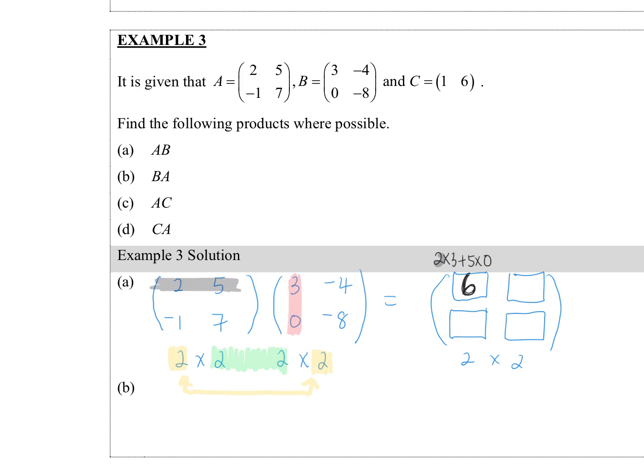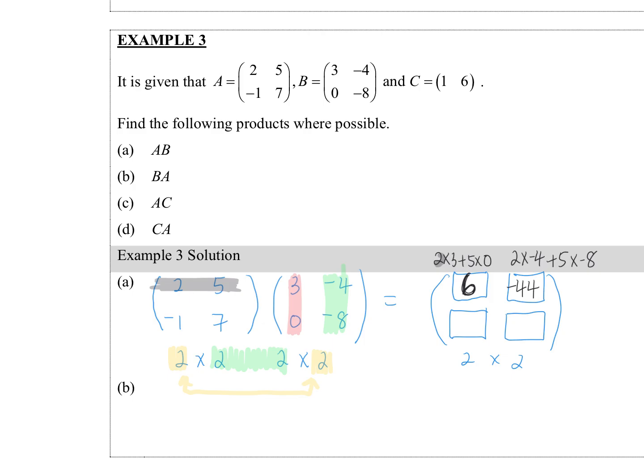Then once I'm done with the first one, I need to move on to the second one. So I move on to my second column, which is this. So I will use this to multiply with my second one. So 2 times minus 4 plus 5 times minus 8. So I'll put this here. 2 times minus 4 plus 5 times negative 8. So I end up having negative 44.